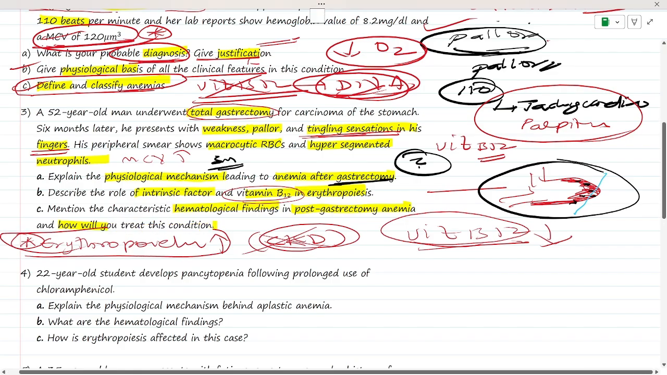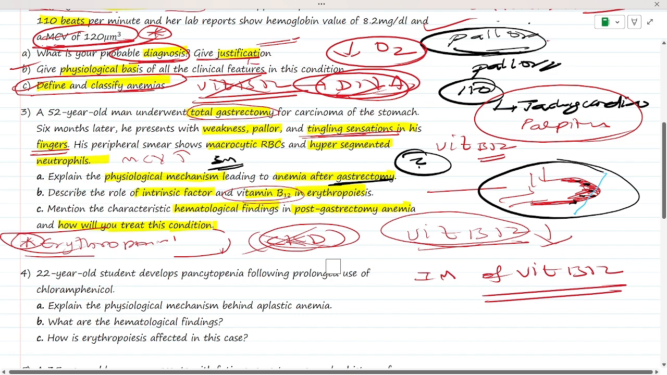Now, how will you treat this condition? Please do comment. How will you treat this type of condition? We have discussed this in the theory class. The treatment is nothing but intramuscular injections, IM injections, of vitamin B12. So this is the simple treatment. Next, we'll move on to the fourth question.